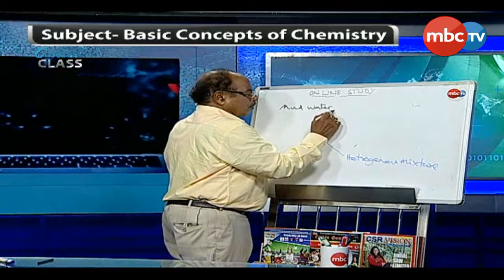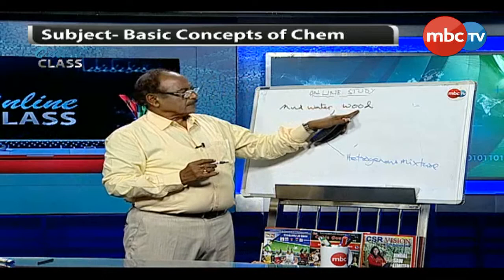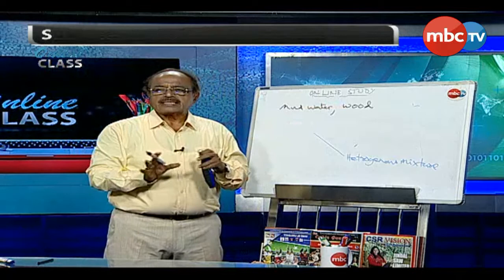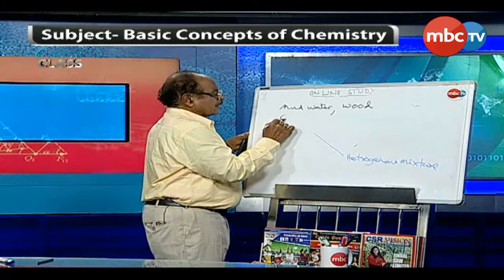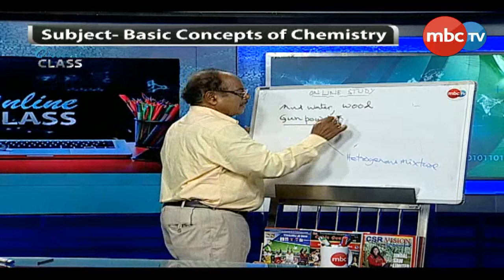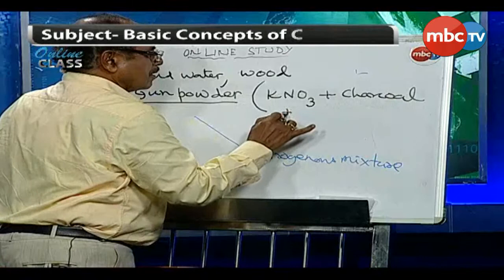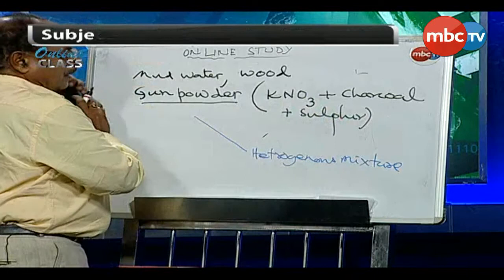And now we'll come to the solid state. Suppose we take wood as an example. Wood is a heterogeneous solid; we can very easily find the wood and other things present inside. Another example you can take is gunpowder. Gunpowder is also a heterogeneous mixture where three things are present. It contains potassium nitrate, KNO3, it also contains charcoal powder and sulfur.